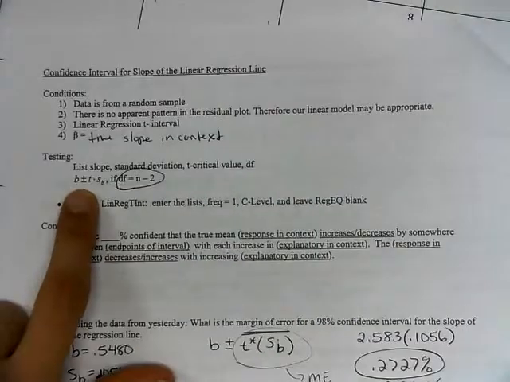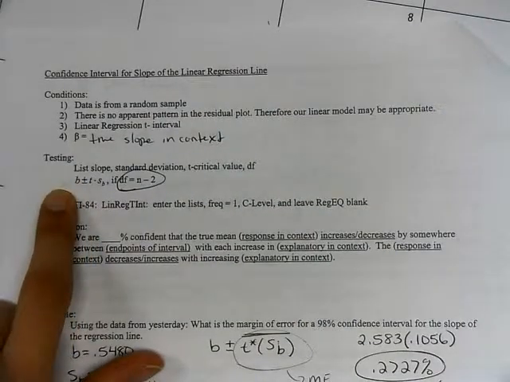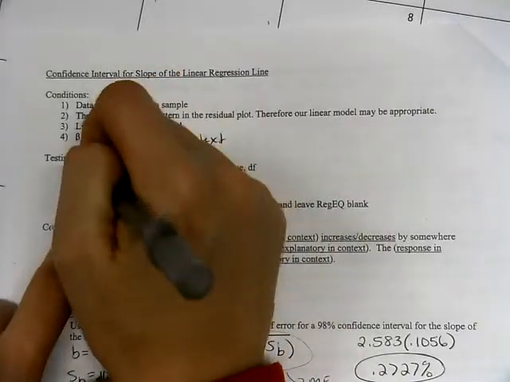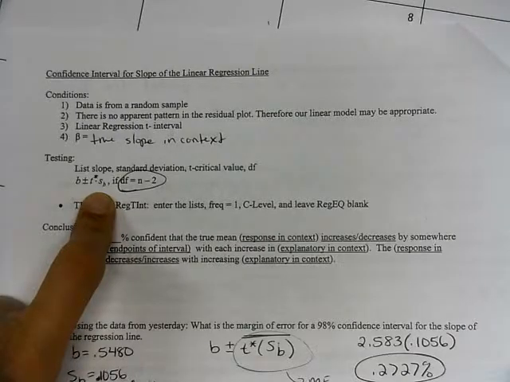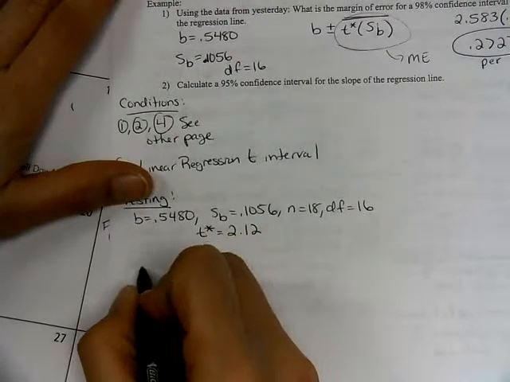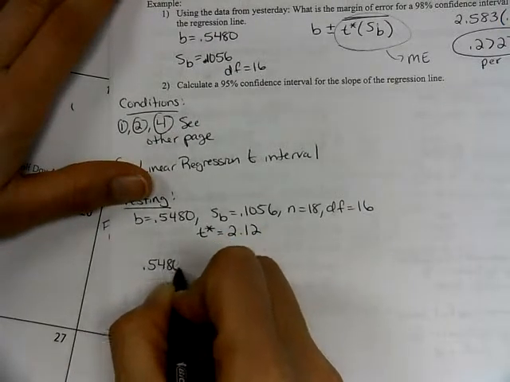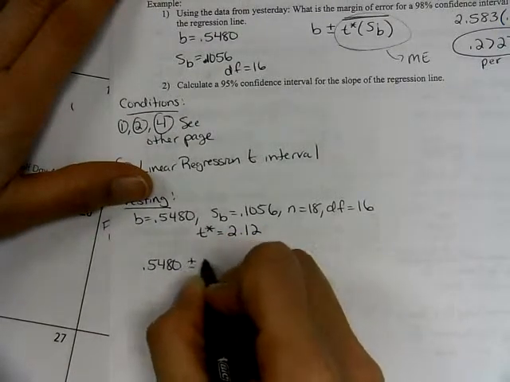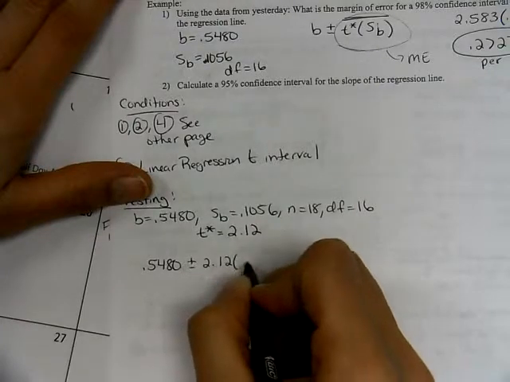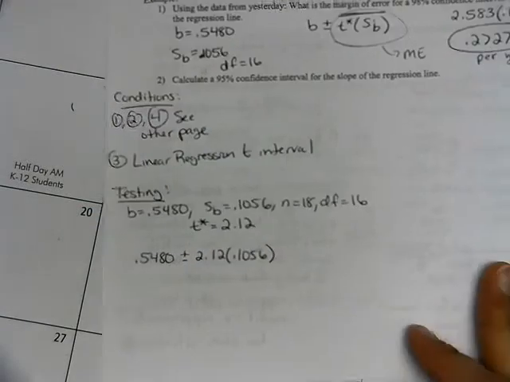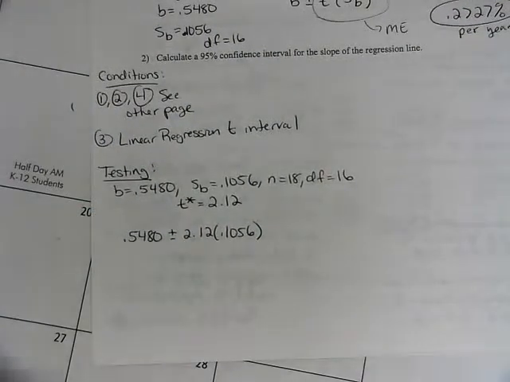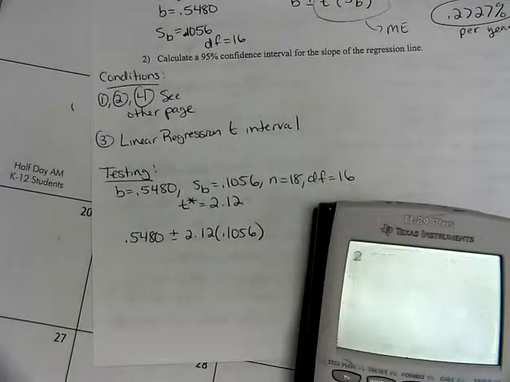Then, this is your formula. It's just the slope plus or minus your t star times S sub B. So it's just your slope plus or minus your t critical value times your standard deviation. So 0.5480 plus or minus 2.12 times 0.1056. And then just use your calculator to calculate the endpoints.